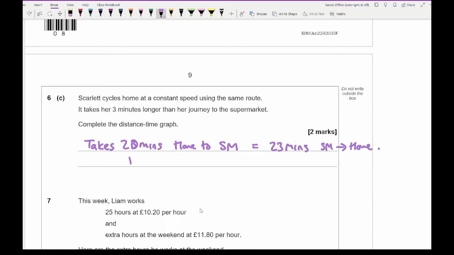So she left the supermarket at 10:35. So then she arrives home at 10:58. How I got 10:58 is just simply by adding the minutes to the time.